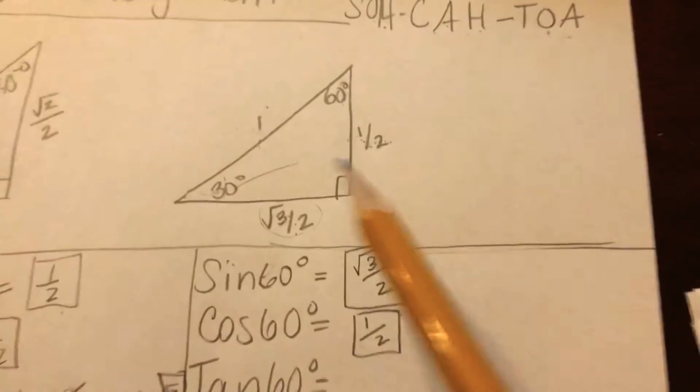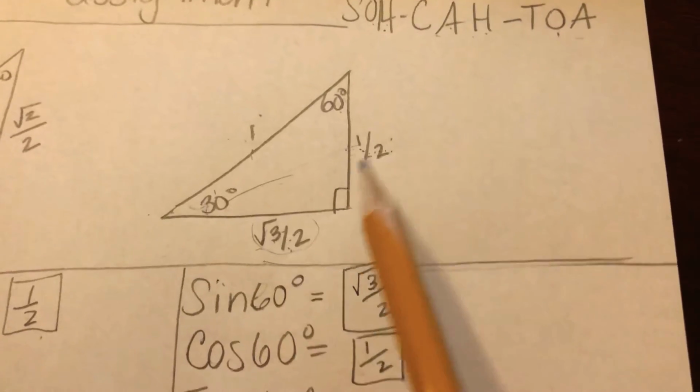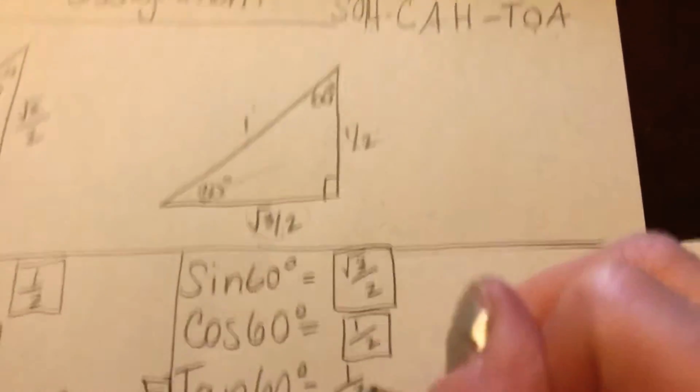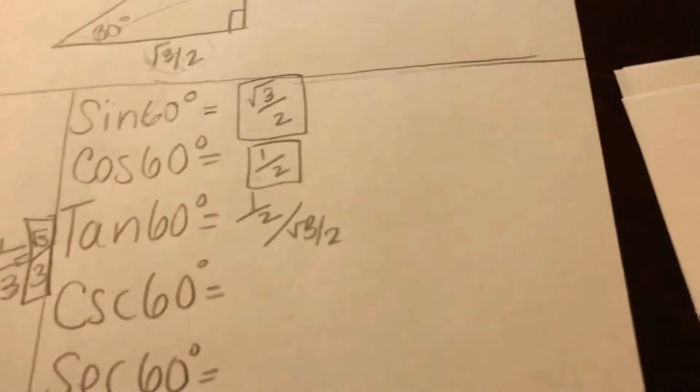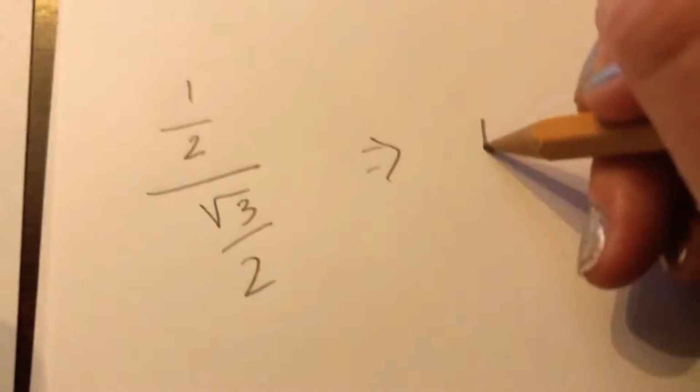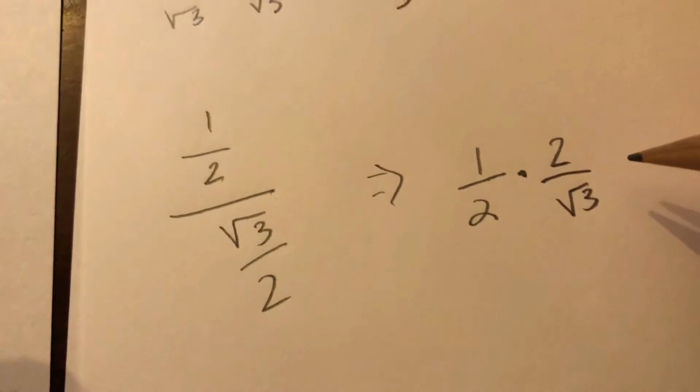Right? My tangent is opposite over adjacent. So I have 1/2 over radical 3 over 2. So I'll do my work over here. 1/2 over radical 3 over 2. So that's 1/2 multiplied by the reciprocal, right?